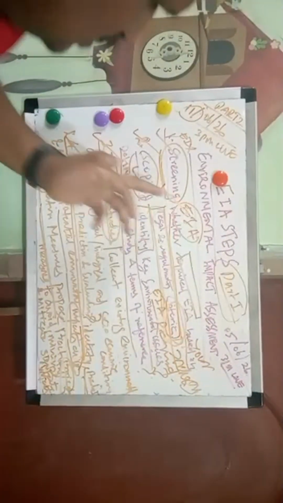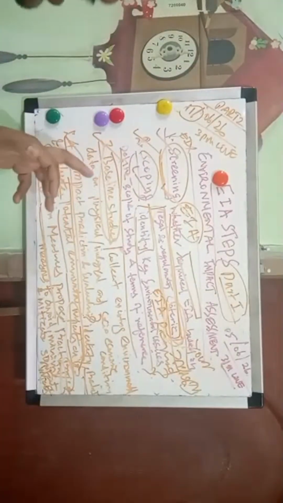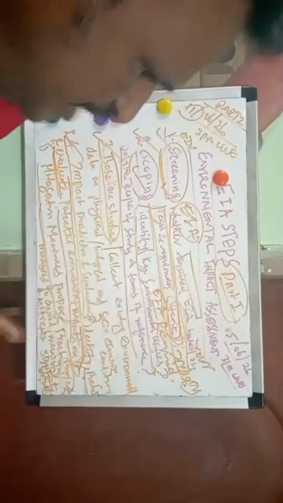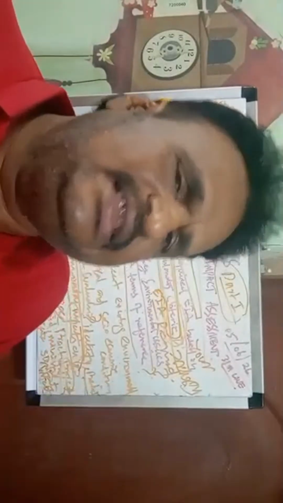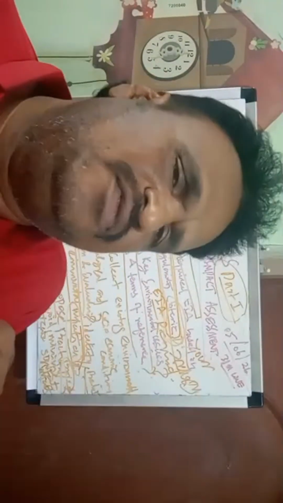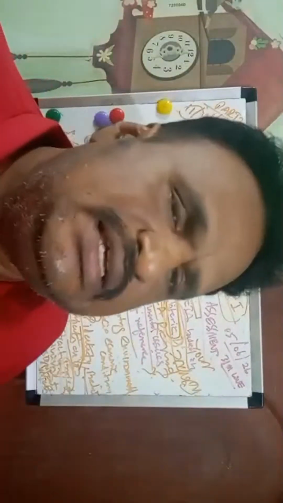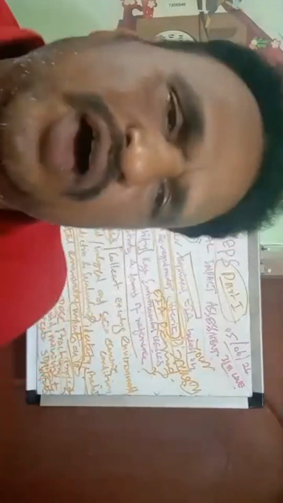This is the step by step. Step 1, screening. Step 2, scoping. Step 3, baseline studies. Step 4, impact prediction and evaluation. Step 5, mitigation measures proportion. So these are the first 5 steps of EIA. Then you can have a 6th, 7th, 8th, 9th, 10th. The rest 5 we will see on 11th June 2026, Thursday, same time, 3 p.m. So join us at that time.